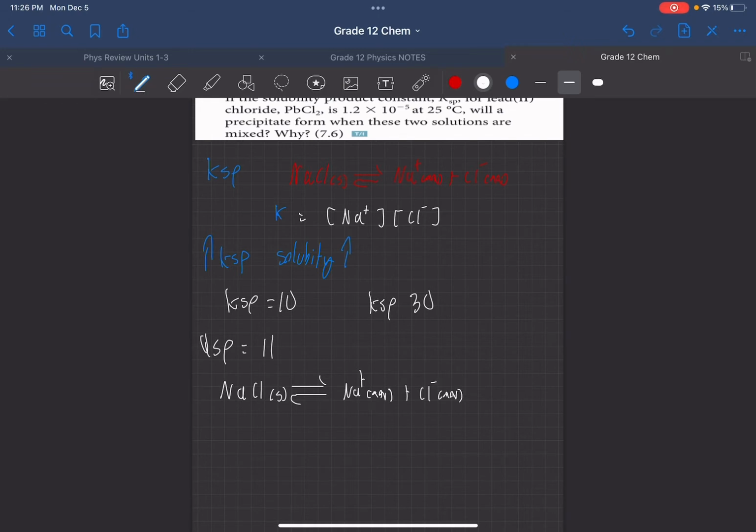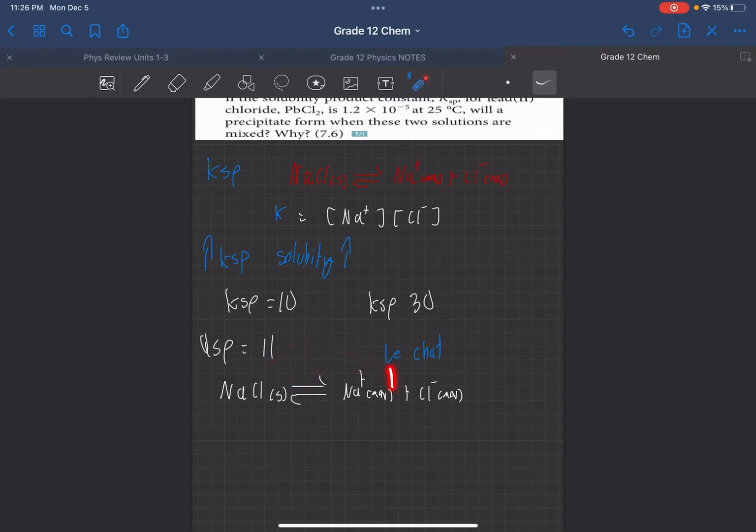So because our Qsp is greater than K, we have too many ions. And because we have too many ions, we apply Le Chatelier's principle, I'm just going to write Le Chat, which states that when we have a stress on the system, we have too much of this product, our system will react in the opposite way of the stress. So we're going to get more solid, right? We're going towards the reactant side.